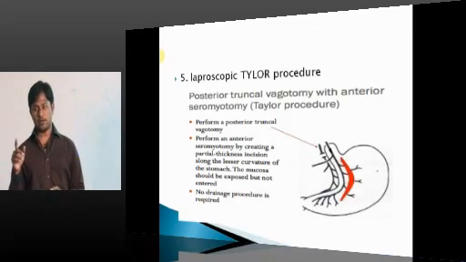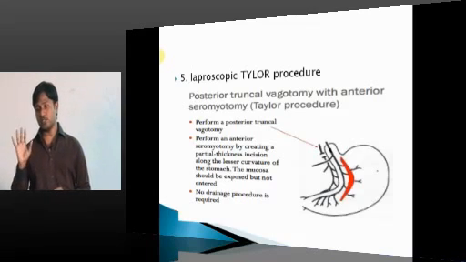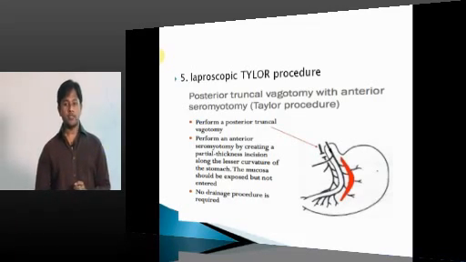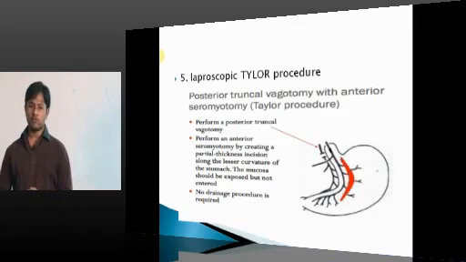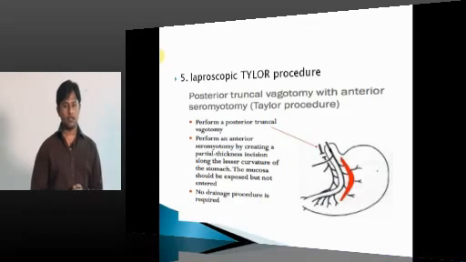What is the procedure of choice for Zenker's diverticulum? Endoscopic Dohlman's procedure. Okay, Heller's myotomy was the procedure of choice for achalasia cardia. Along with that, fundoplication. Which fundoplication is done? Toupet. What is the degree for that? Very good.